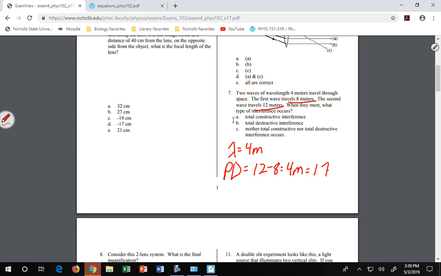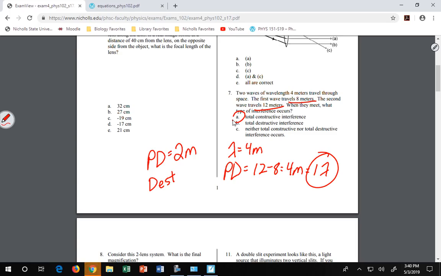We worked one like this in class today. So that's 1 wavelength. Do I get constructive, destructive, or something in between? If I'm 1 wavelength offset, I get constructive, right? So I'm going to get total constructive interference because it is an integer value. If the path length difference was, say, 2 meters, then I would get destructive because 2 meters is half of the wavelength. That would mean the 2 waves would be offset by a half wavelength, and I would get destructive interference.